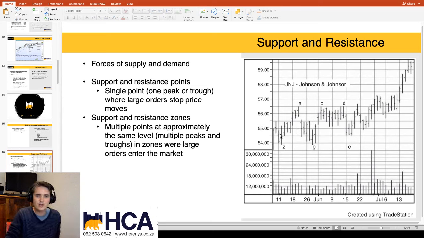Now, there's quite a bit of debate as to whether or not round numbers are psychological numbers, so 54 in this case being a big psychological level, or not. Usually what happens is big institutional traders and investors have certain points at which they are willing to enter into the market. The difficulty is that it's hard to determine exactly at which point the big players are willing to step into the market or get out of the market, right? So there's a lot of talk around, should you put your orders on round numbers or not? I don't think it really matters. I try to avoid round numbers, to tell you the truth.